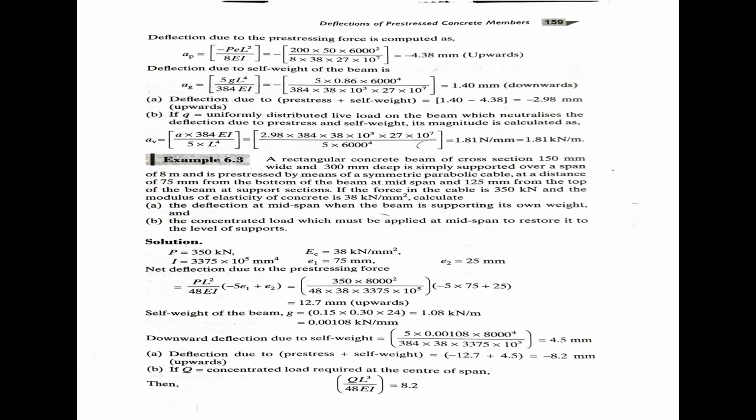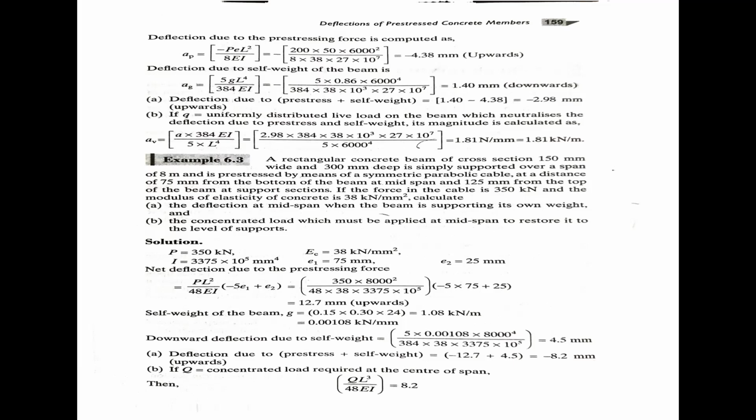Now, for the pre-stressing force, using the deflection formula, minus PeL square by 8EI, and for self weight 5wL to the power 4 divided by 384EI, calculating the pre-stress and self weight due to upward deflection. A negative sign means upward bending moment diagram and upward deflection, and a positive sign gives downward deflection.